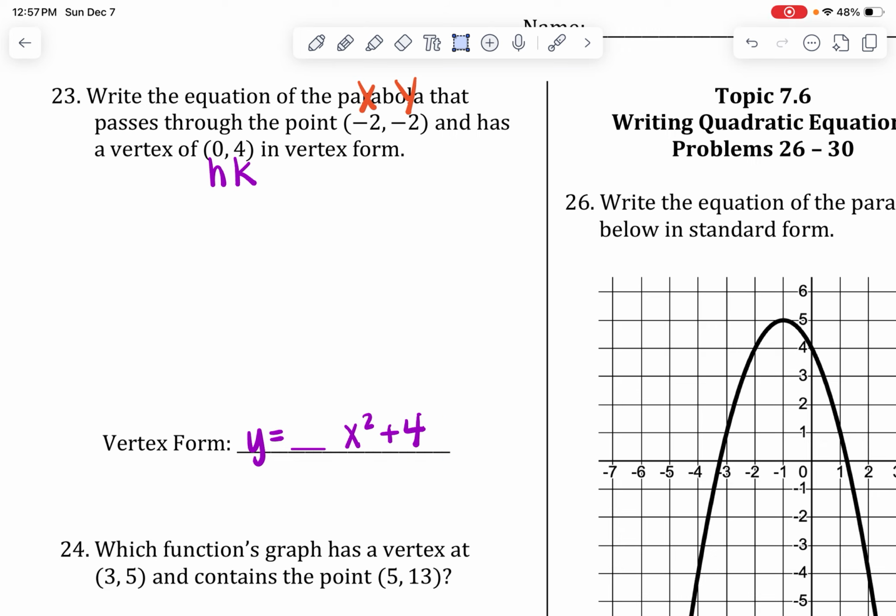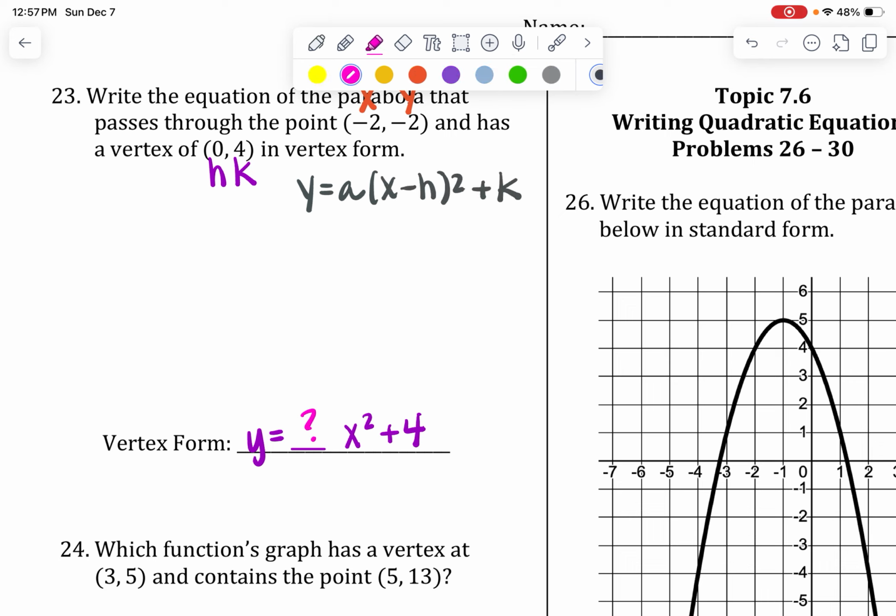So the only thing I need to do is figure out what in the world this a value is that goes into our function. All right, well, I'm going to do the exact same thing that we just did a second ago. So here we go. Y equals a (x minus h) squared plus k. All right, I'm going to do the highlighter thing just for anybody that may need it. So the y goes here, right? The x goes here. The h of 0 goes here, right? And then the k value goes here.